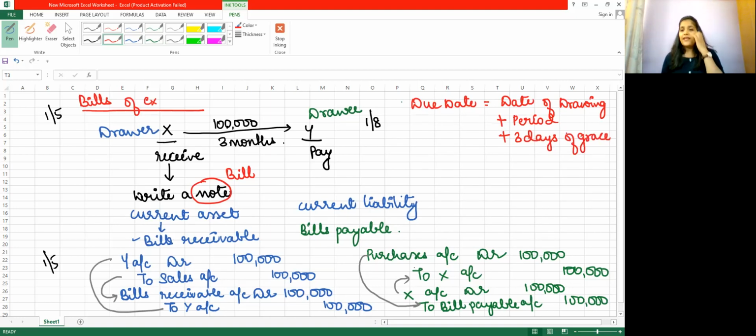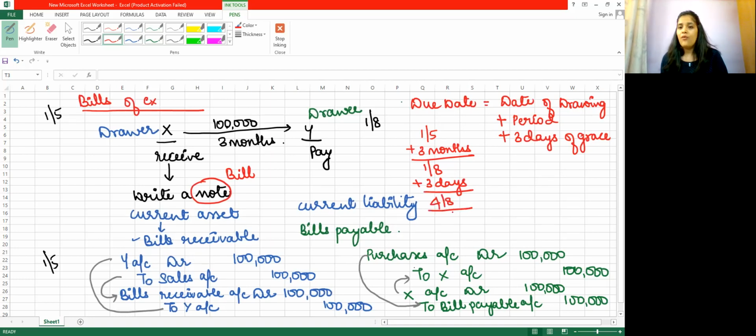So you give 3 days extra grace period. In our case, the date of drawing the bill is 1/5 plus 3 months. So 3 months will land us on 1/8, plus 3 days of grace days. So my date becomes 4th of August. So this entry will be passed on 1st May only, when the receivable towards the bill will be on 4th of August. Am I clear till here?